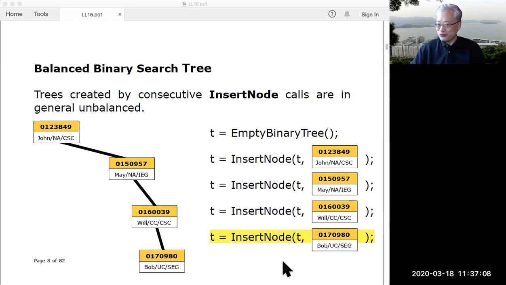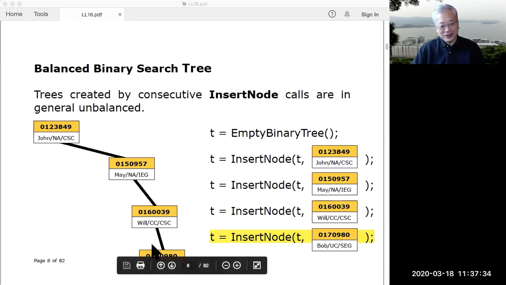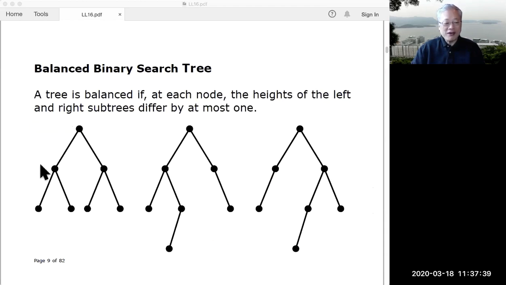So some of you might think there must be a way to construct the binary search tree so that it looks better. So what is a better binary search tree? One important criterion is that we want a binary search tree to be balanced. In this case, we have an extremely unbalanced binary search tree. If we have a binary search tree that is more balanced, like this, then it would be better, right?